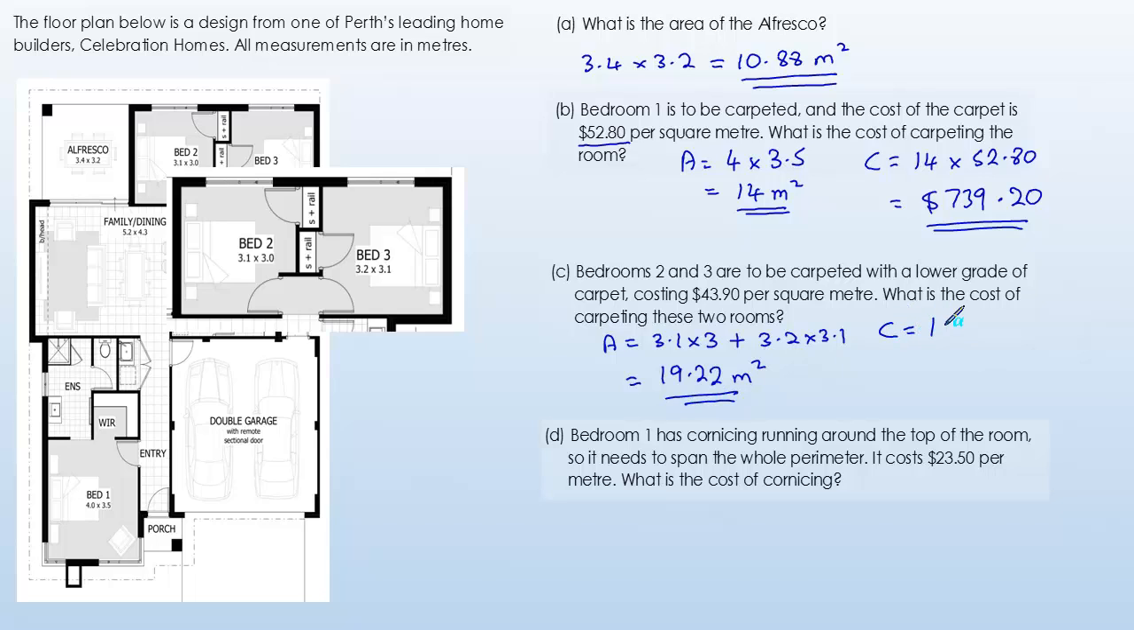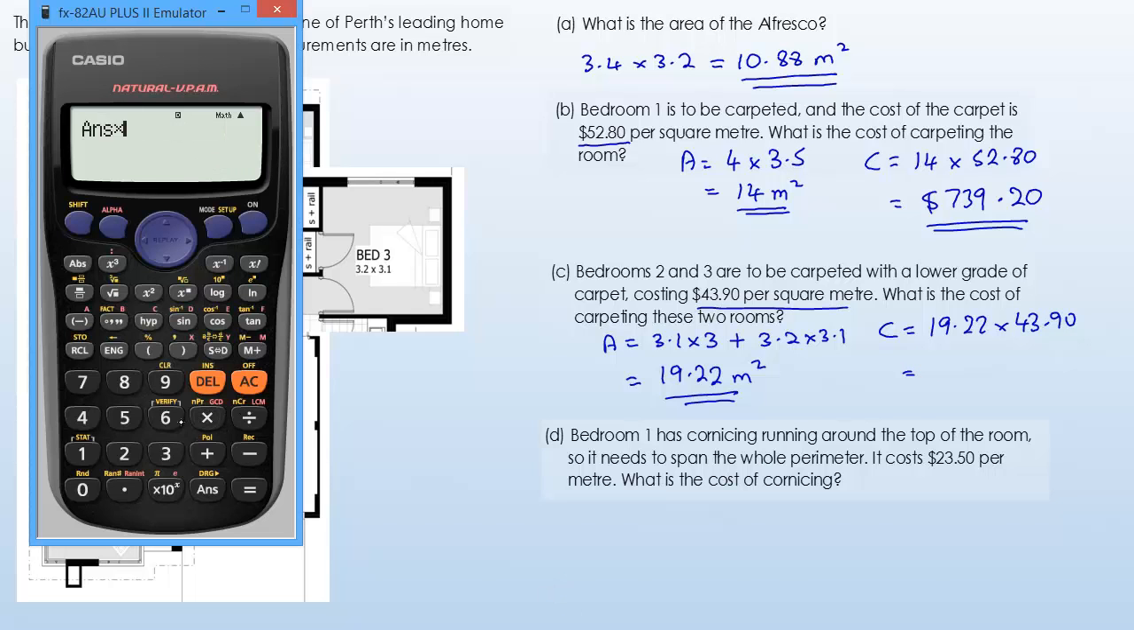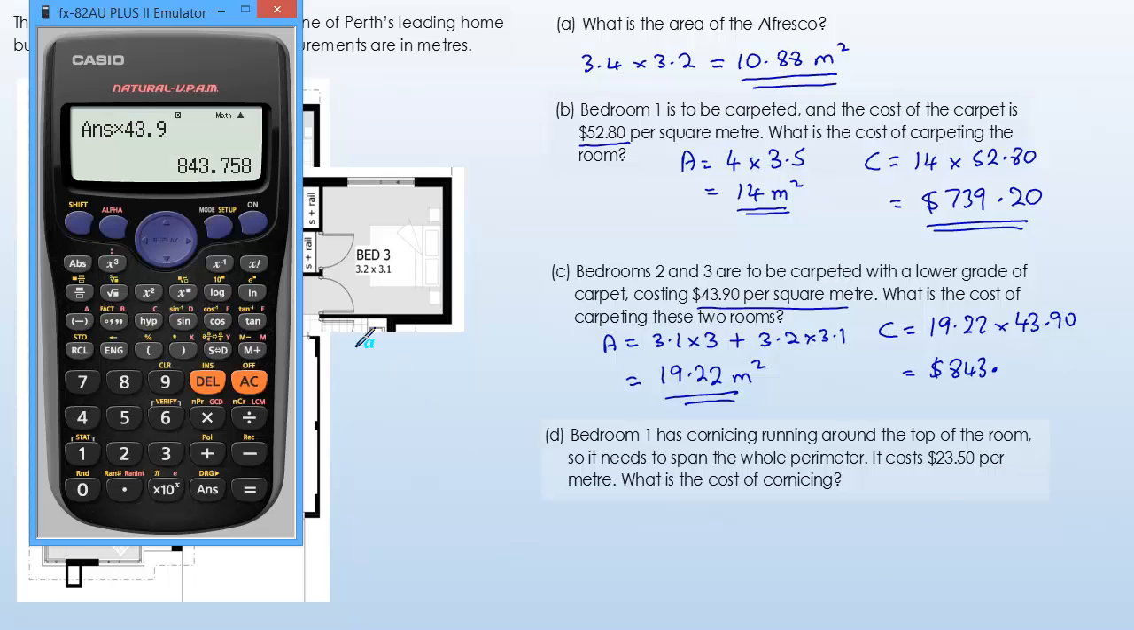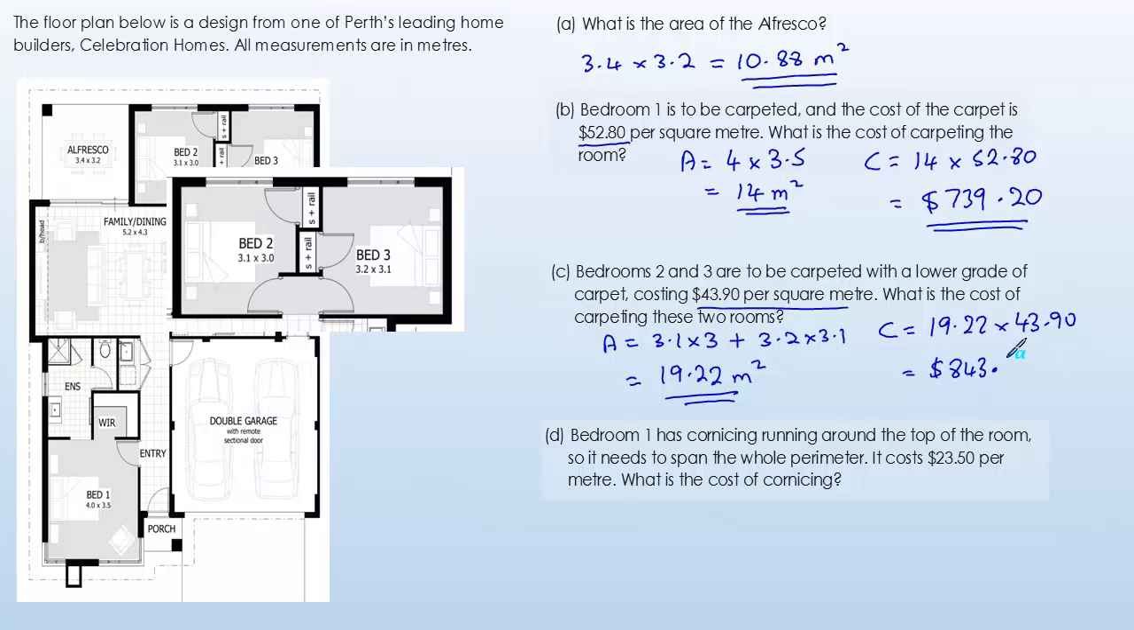So the cost is going to be the 19.22 multiplied by the cost per square meter. So just need to calculate that. So just multiply the last answer by 43.9. And that gives me, we're going to have to round this one, so that's going to be $843, and to the nearest cent it would be 76.